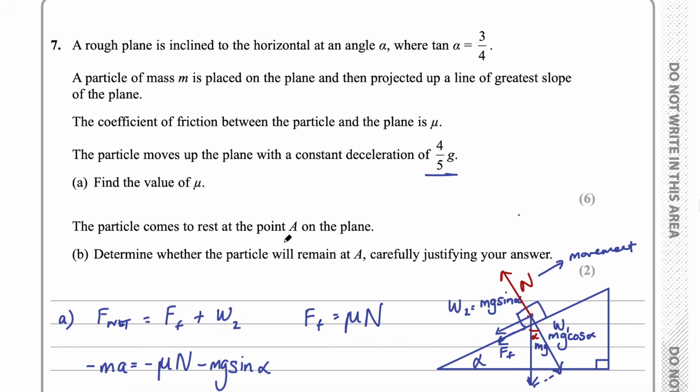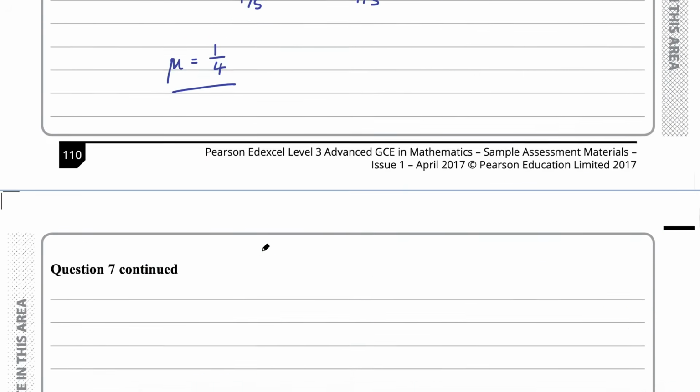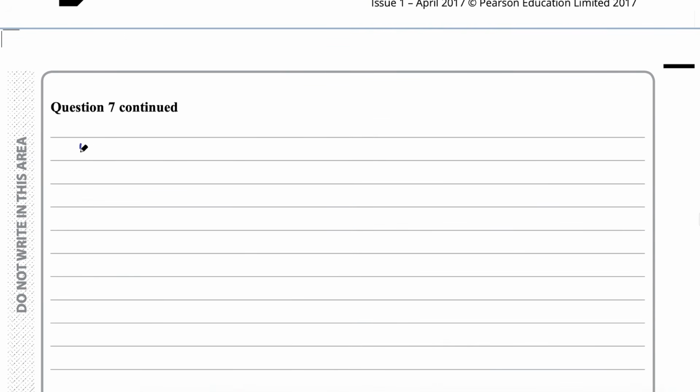The particle comes to rest at the point A on the plane. Determine whether the particle will remain at A, carefully justifying your answer. Okay, so let's have a go at B down here. So let's just figure out what's going on with a quick diagram again. So the particle, remember, was moving up the slope, and those forces were acting on the particle, and now it's come to rest. So it's now at rest.